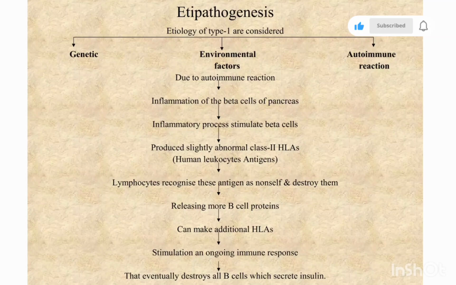The inflammatory process stimulates beta cells to produce slightly abnormal class 2 human leukocyte antigens, which lymphocytes recognize as non-self and destroy. This leads to the release of more B cell proteins that can make additional human leukocyte antigens, stimulating an ongoing immune response, which eventually destroys all B cells, which decreases insulin. So this is the etiopathogenesis for type 1.